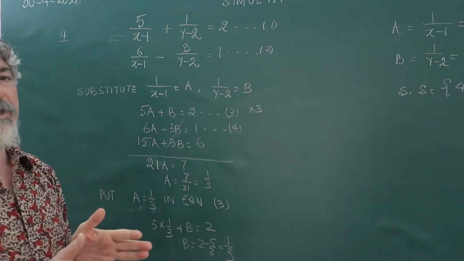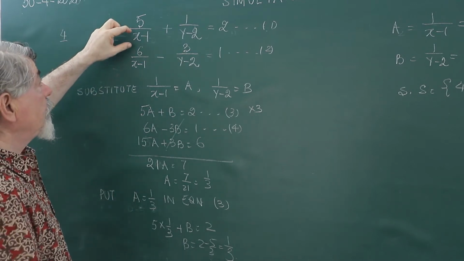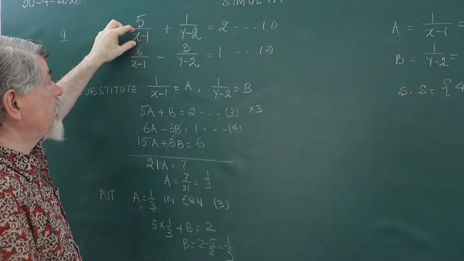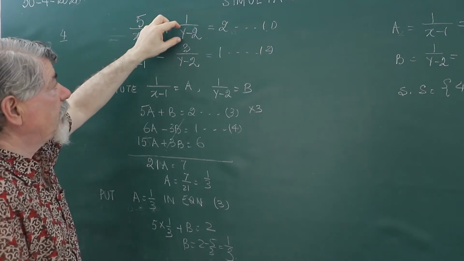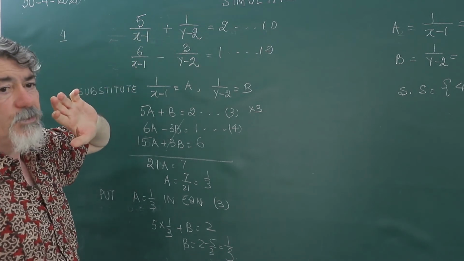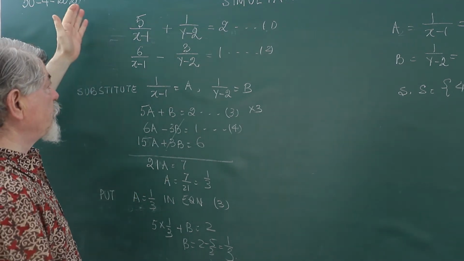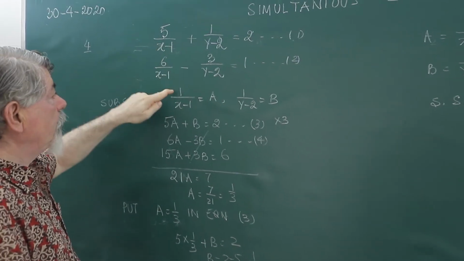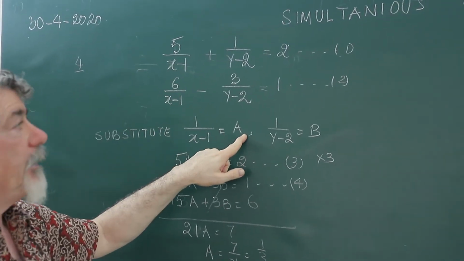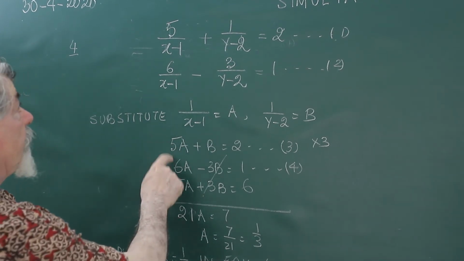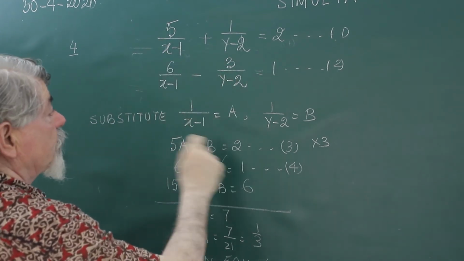And this method is only applicable when both the denominators are the same, like x minus 1 and y minus 2. This method is only applicable then, because only then can we substitute. I am going to substitute 1 upon x minus 1 as a, and 1 upon y minus 2 as b. So it will become 5a plus b is equal to 2.